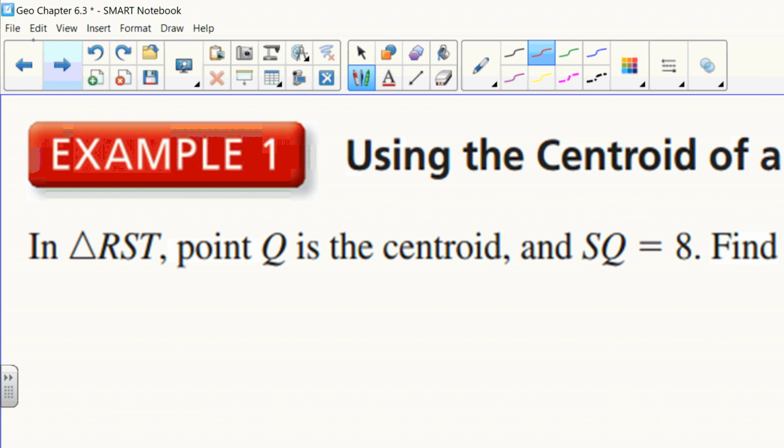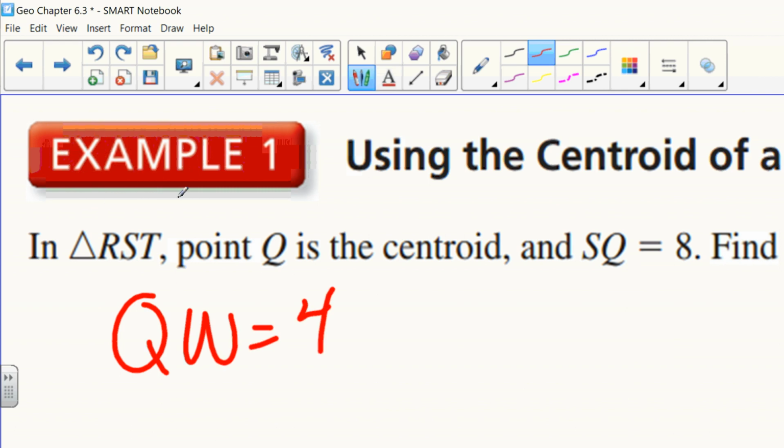So let's look at the first one. They tell us that the distance from S to Q is 8. This is going to be the bigger segment, because the bigger segment always goes from the centroid to the angle, which makes QW the smaller segment. How long would the smaller segment be? 4, because the smaller segment is half of the bigger. So QW would be 4.